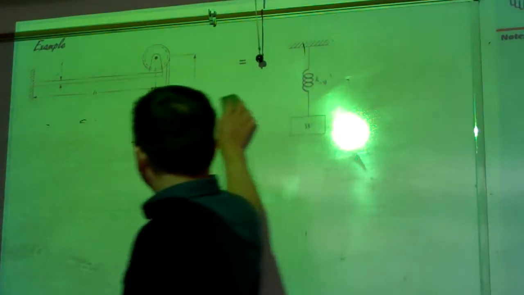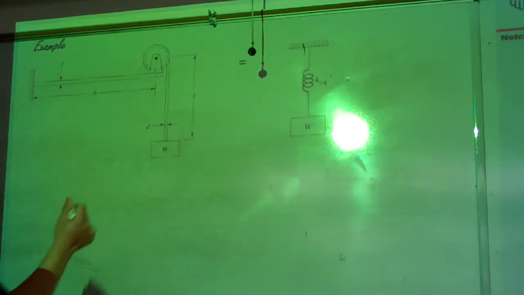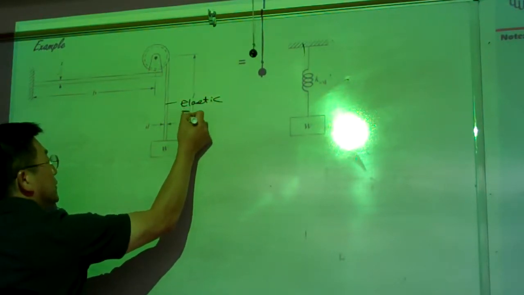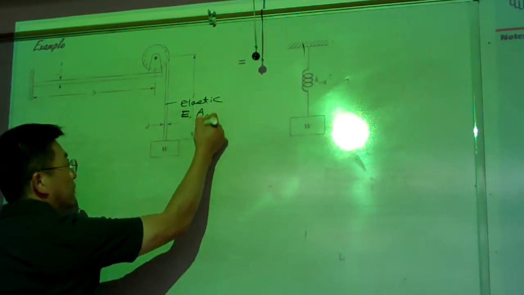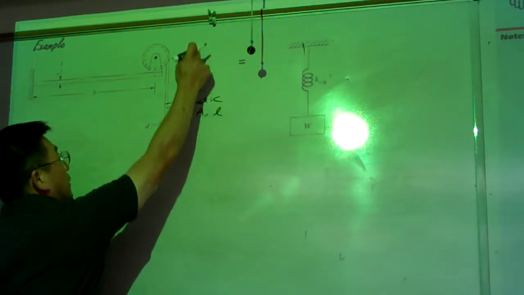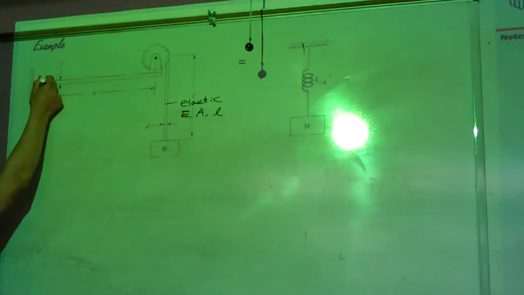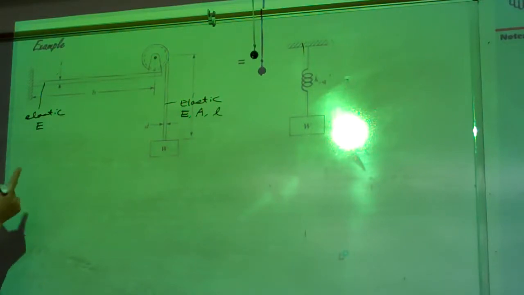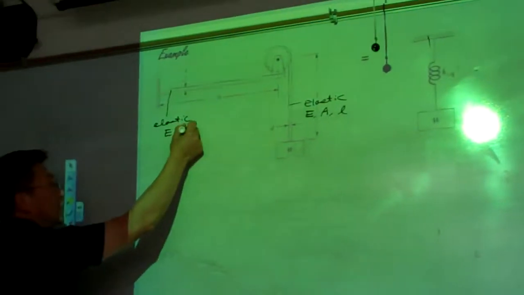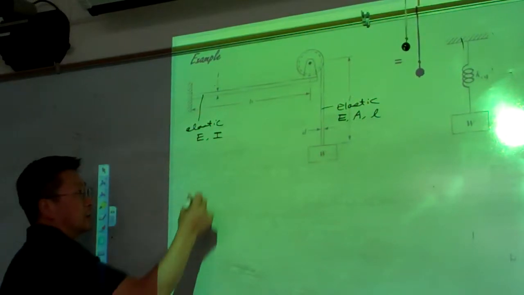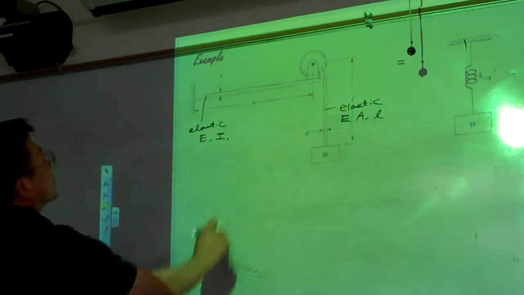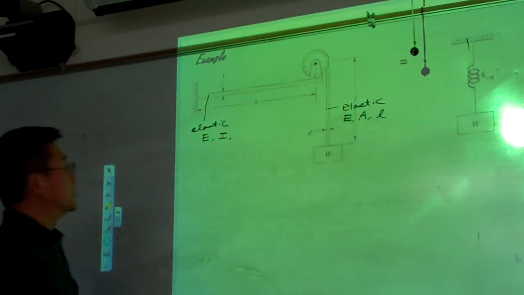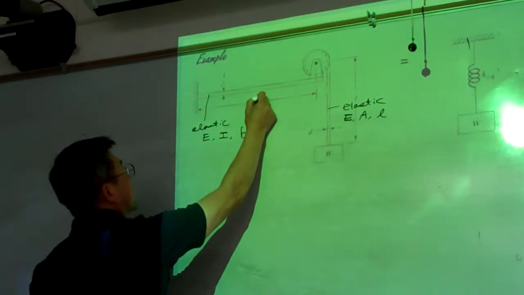I'm going to put more symbols on here. Say this is elastic, and it has a Young's modulus E, a cross-sectional area A, and a length L from here to here. And this is also elastic, and for simplicity let me assume it has the same Young's modulus and the moment of inertia, and has the length L. This length is B.